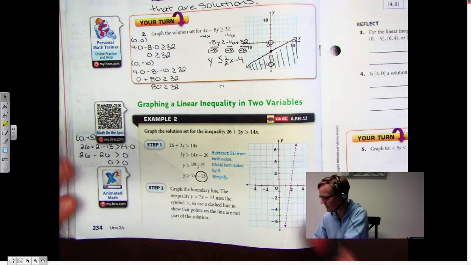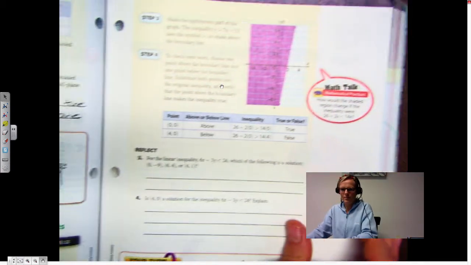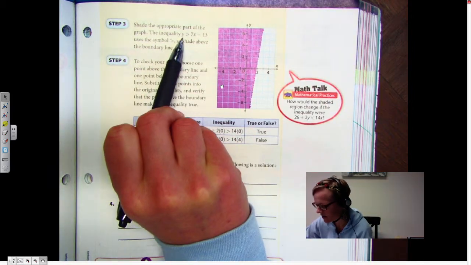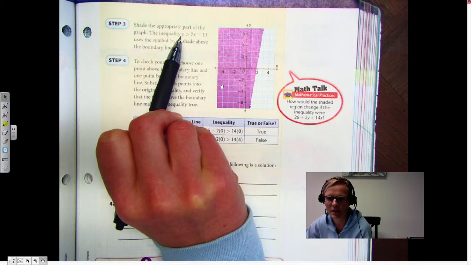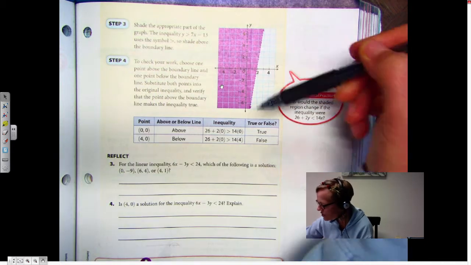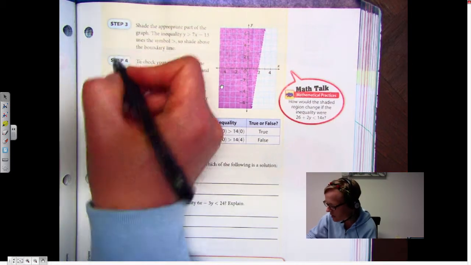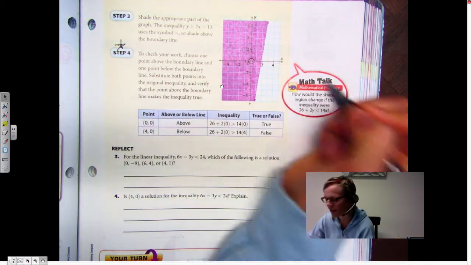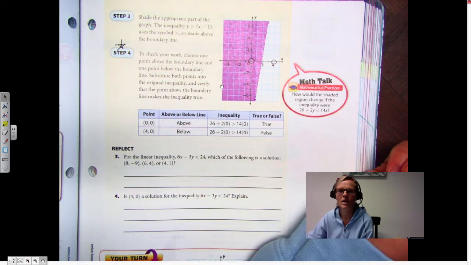So once I graph this, I would graph my points. Let me go over here. They've graphed it for us, and now they've solved for y here. They've shaded the above part of our coordinate plane because the y values are greater than 7x minus 13. So above the line. Again, this is not how I've always solved them, but this totally works. I would skip to step 4, and I would choose a point that is obviously above my line and a point that is obviously below my line, over here.